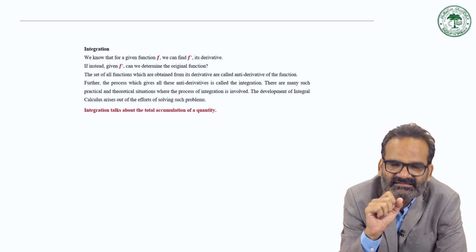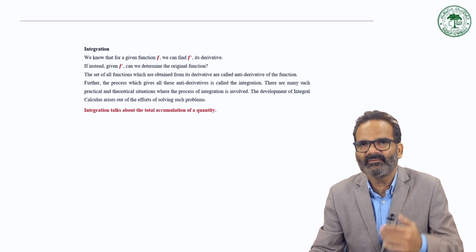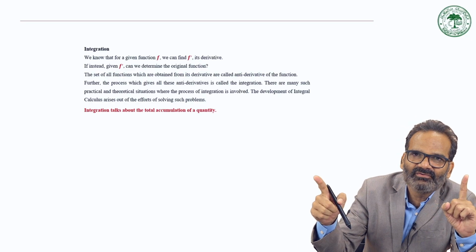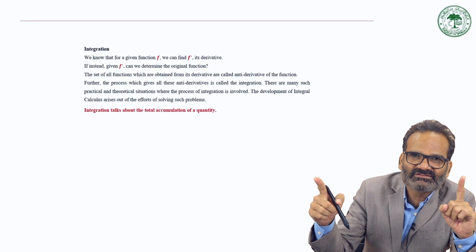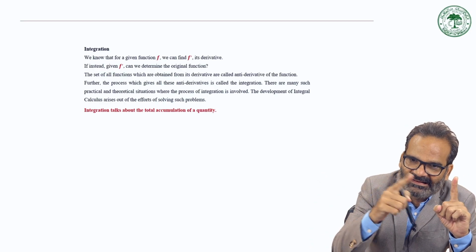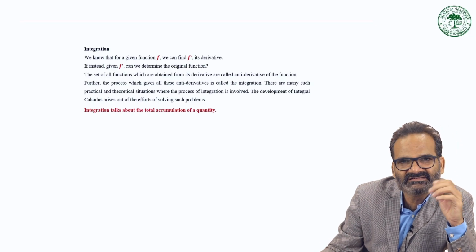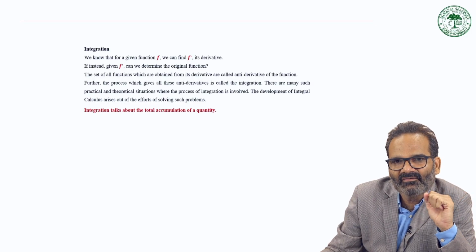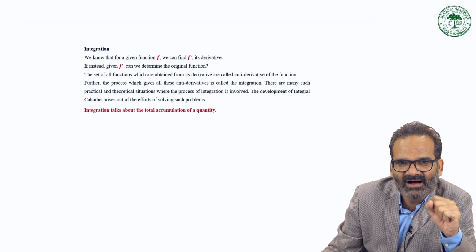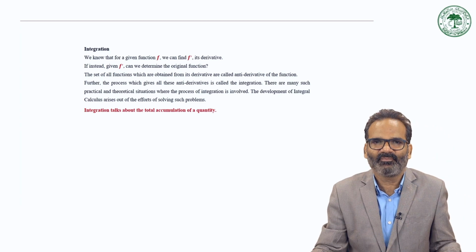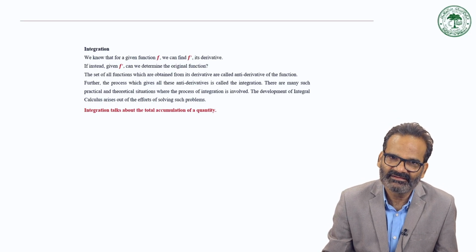By this example, we will use the same approach here. If f is a function and we find its derivative f dash by the process of differentiation, the natural question is: if the derivative f dash is given, is it possible to restore our original function? The answer is yes, and this can be solved with the help of a process known as integration.